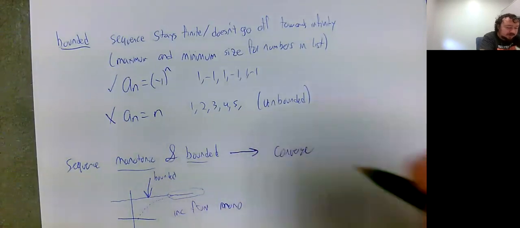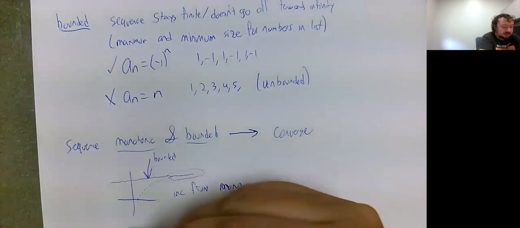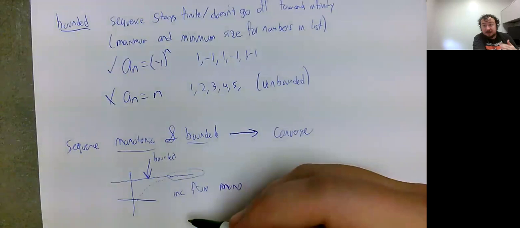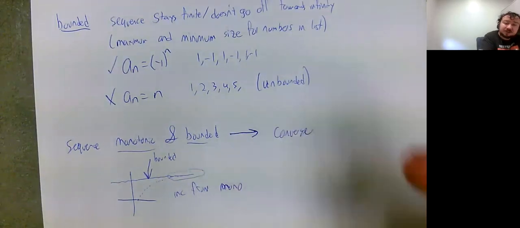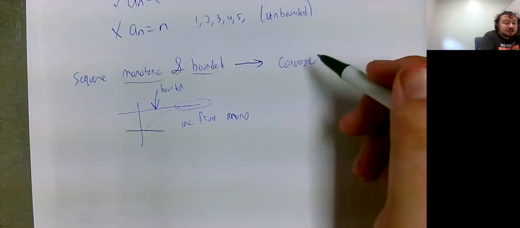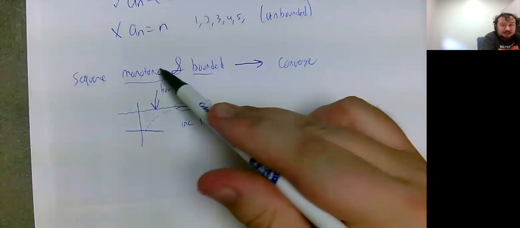So we get this wall from bounded, and we get the increasing from monotonic. And we could also draw a similar picture if it happened to be decreasing. Like it'd be decreasing like this, but then there'd be a wall down here because bounded is both for above and below. So that's essentially what's going on with this. Note that the reverse is not true though. So just because you're convergent doesn't mean you're both monotonic and bounded. We'll talk about that in a second.